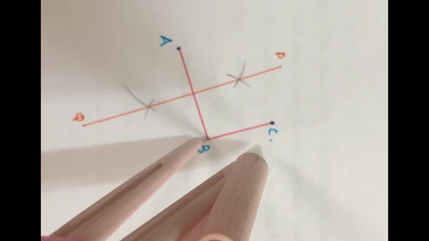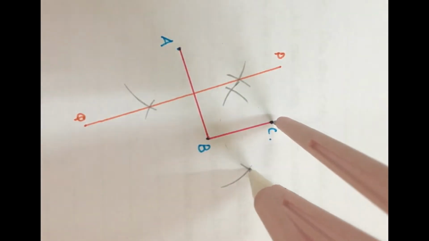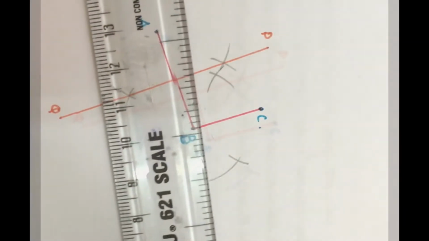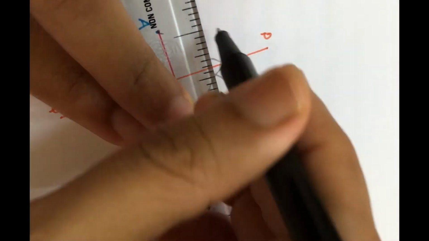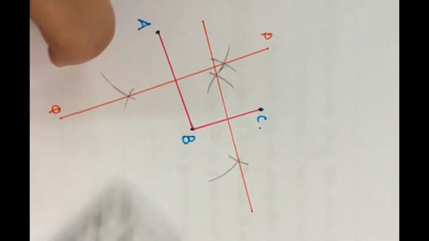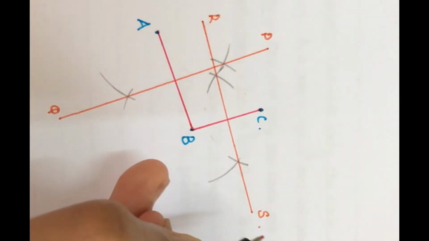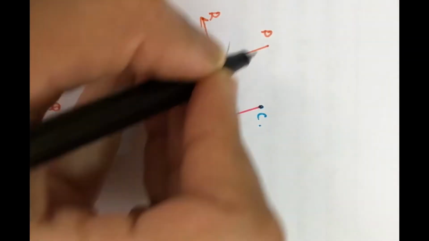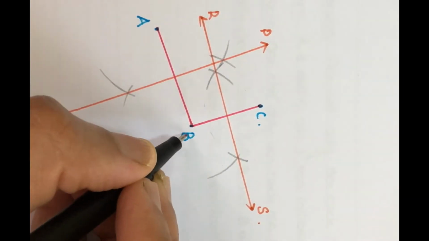Keep your pin point at point B. Take half more than the length. Draw an arc above and below the line segment with the same radius at point C. Cut the first arc. We'll get 2 distinct points. Now join these 2 points. Mark it as R, S. RS is the perpendicular bisector of BC.